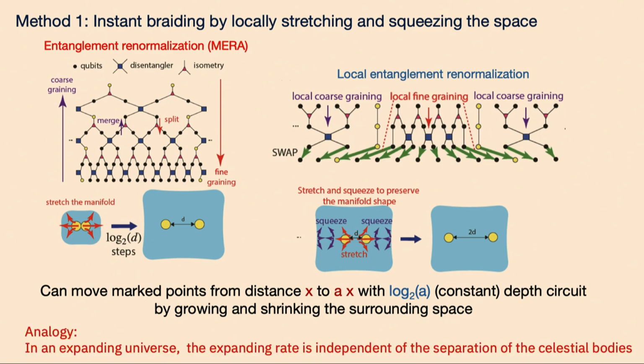One way to understand this is that MERA is like an expanding universe. In an expanding universe, the expanding rate is independent of the distance between two objects. So they can be changed by a factor of 2 whether they are 1 kilometer away or 1 light year away. It's the same time to change it by a factor of 2.